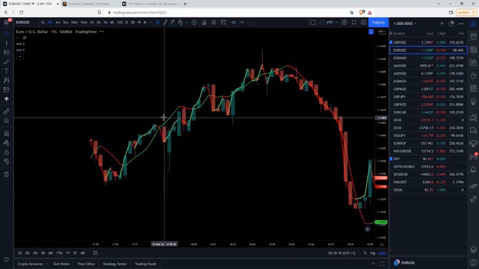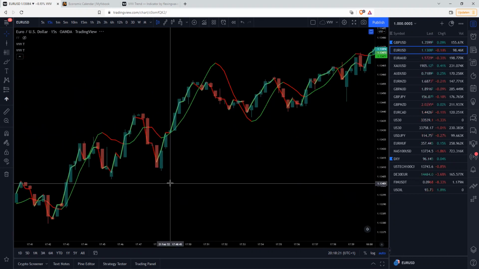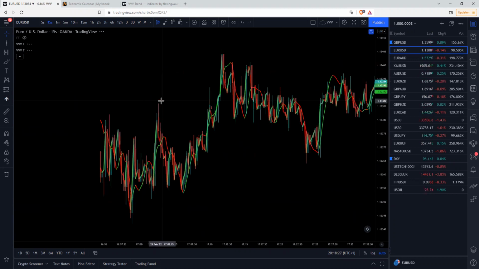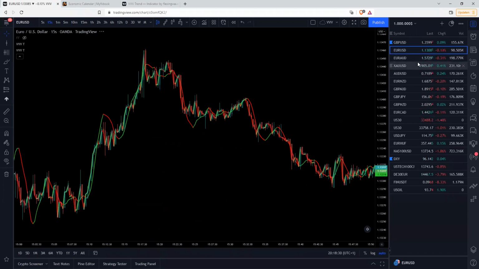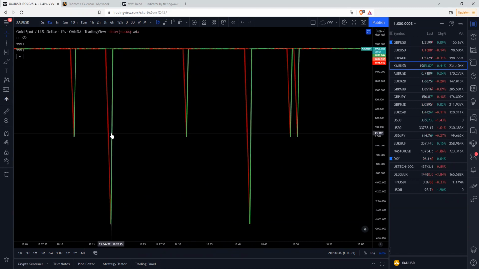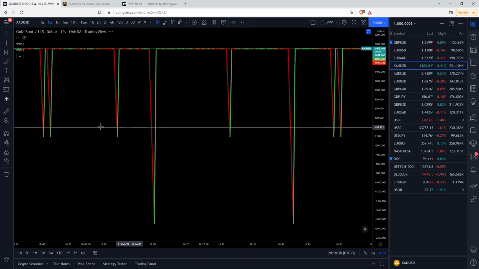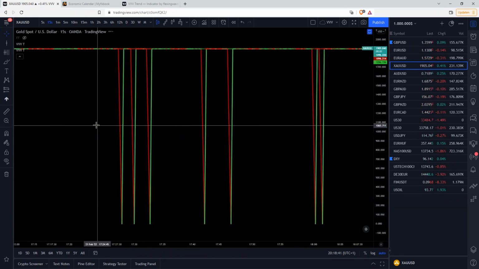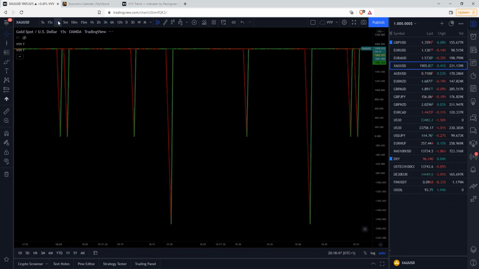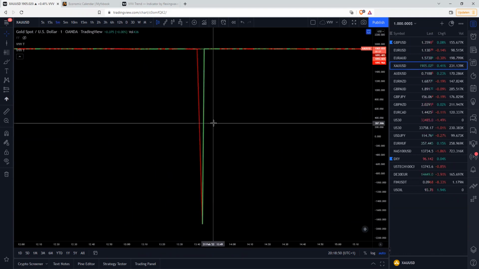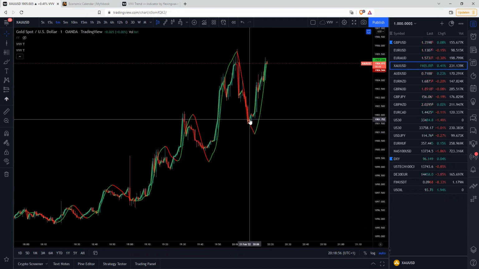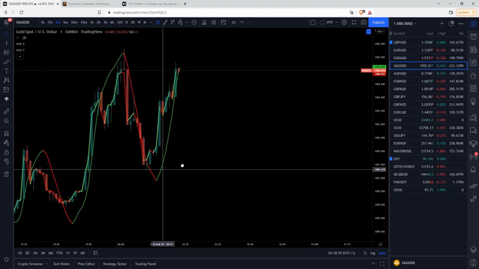Okay, let's go to the gold. So this is the thing. It's on 15 seconds actually, but this is frustrating because you don't see what's happening on the chart. It spikes down like crazy, but when you go to the 1 minute chart, there will also be a spike.